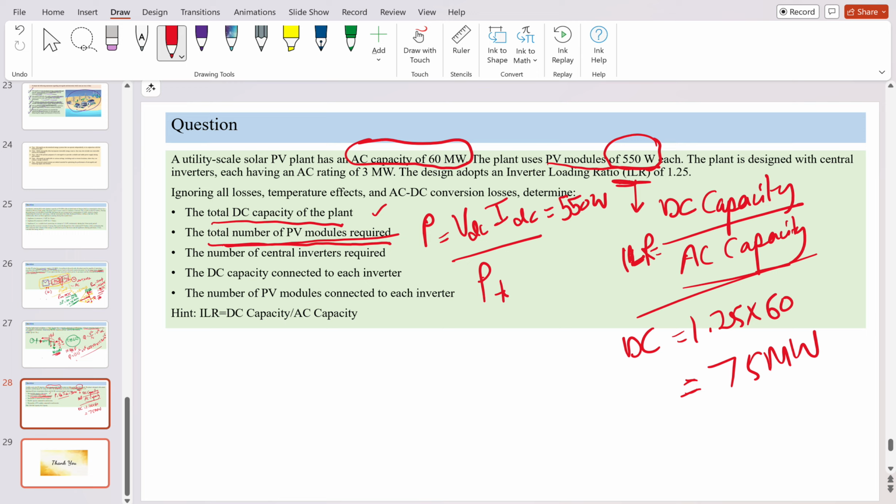So total power is given as 75 megawatt. So the number of PV modules required will be such that 75 megawatt divided by this 550 watt. Now find out what is the number of central inverters required.